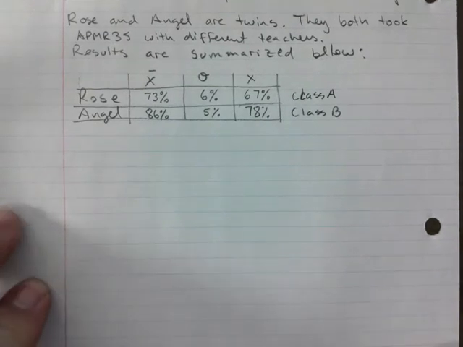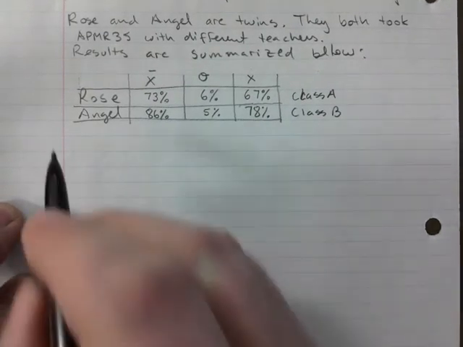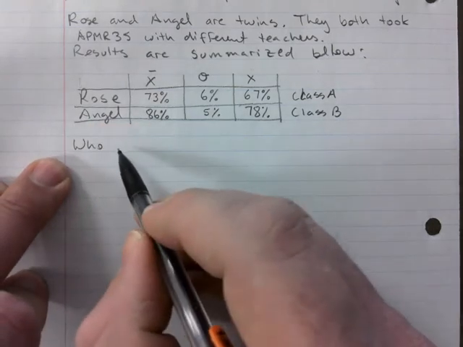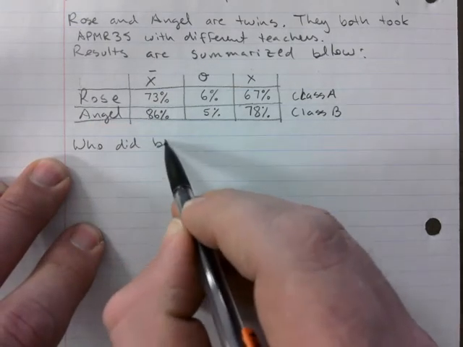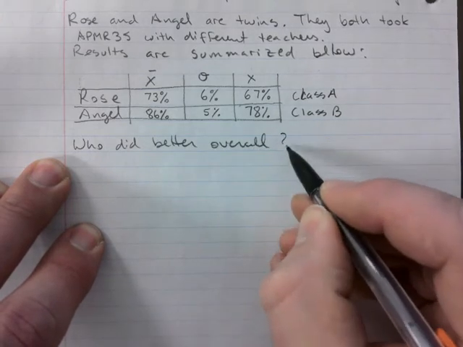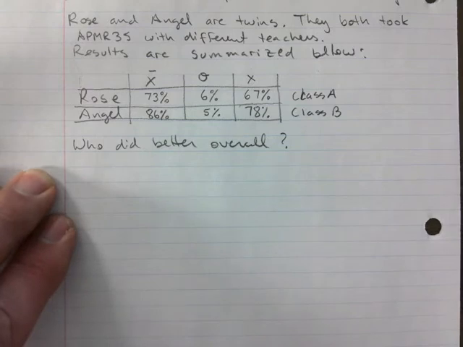So what you need to do here is find the z-score. Who did better overall? So we're going to find a z-score.